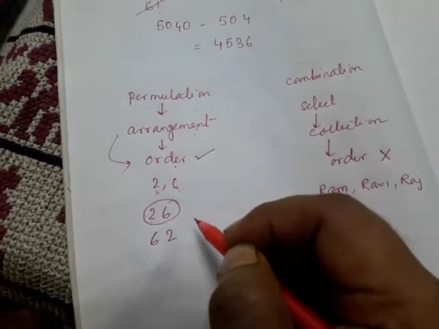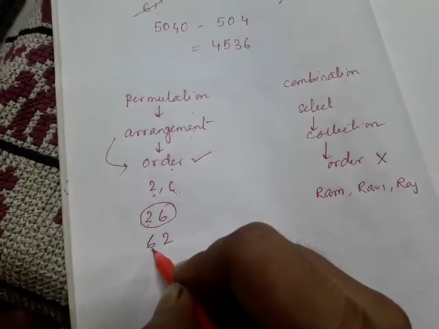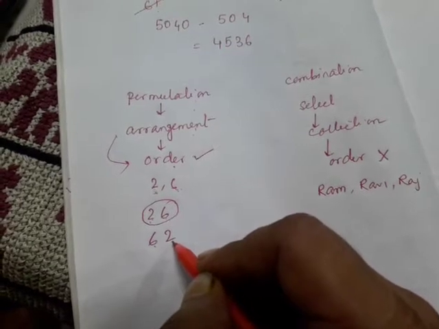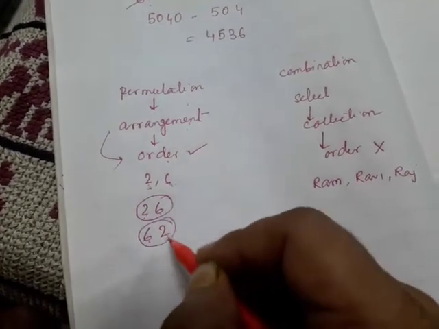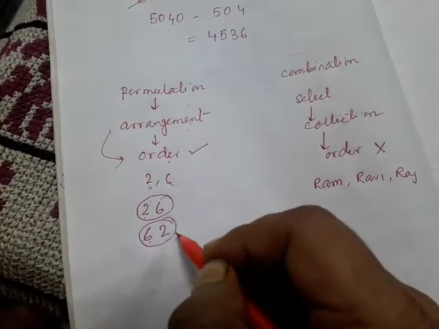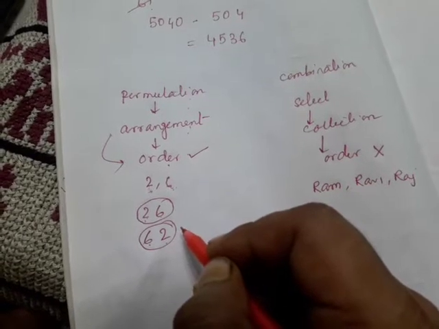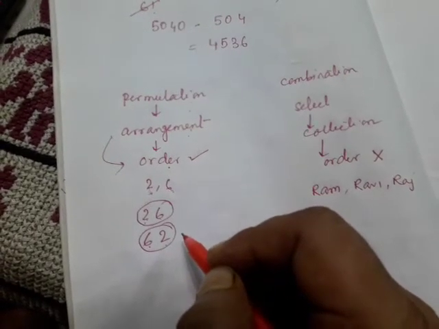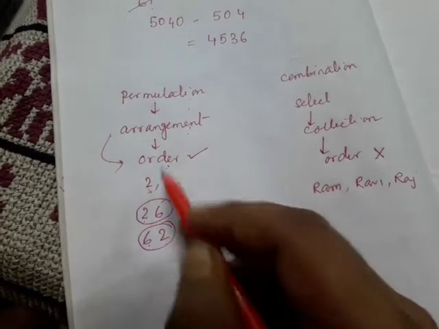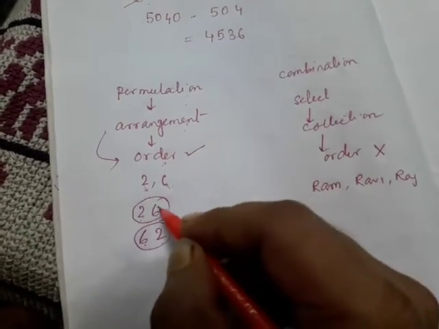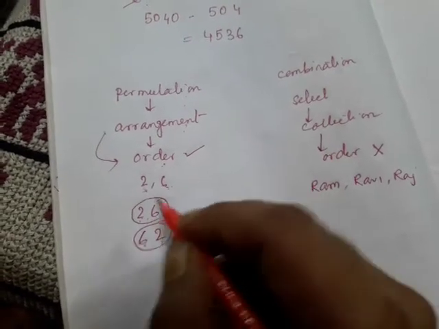Now you are changing the order, which means you are choosing 6 first. So obviously now you will take 2 in the second place. By changing this order, 26 becomes 62. If by changing the order the meaning changes, then it is a question of permutation, you will remember. Order is important in permutation, and 26 and 62 are different numbers, so the meaning changed by changing the order.